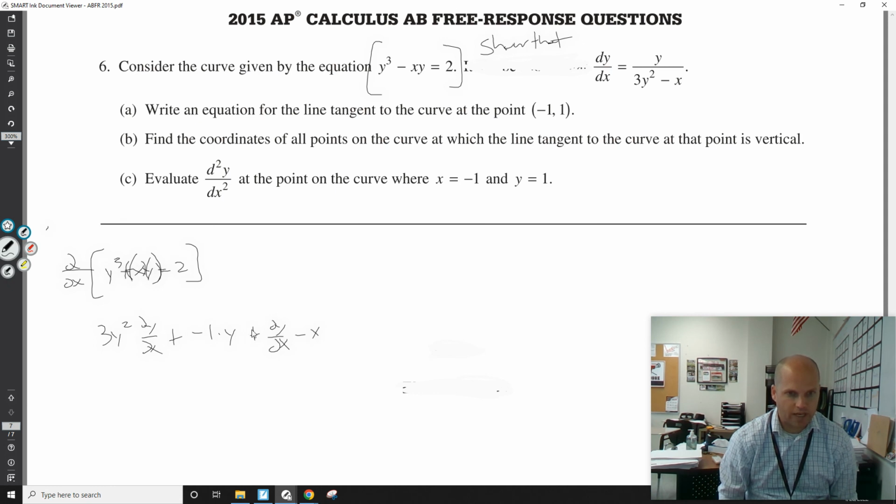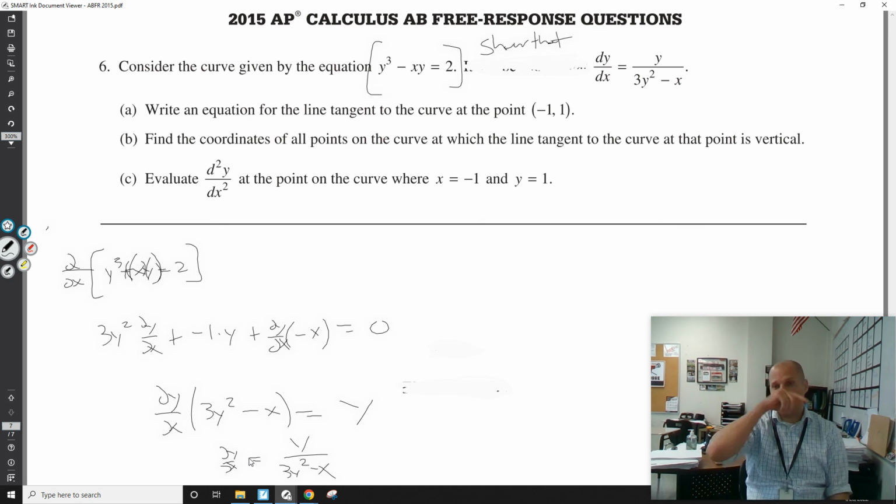Derivative of the first times the second plus the derivative of the second times the first. A lot of people forget how to take the derivative of xy. That equals 0. I add the y to the right side. I factor out the dy dx on the remaining terms. I divide to solve. You need to be able to do that. So if you have not, go ahead and practice implicit derivatives.